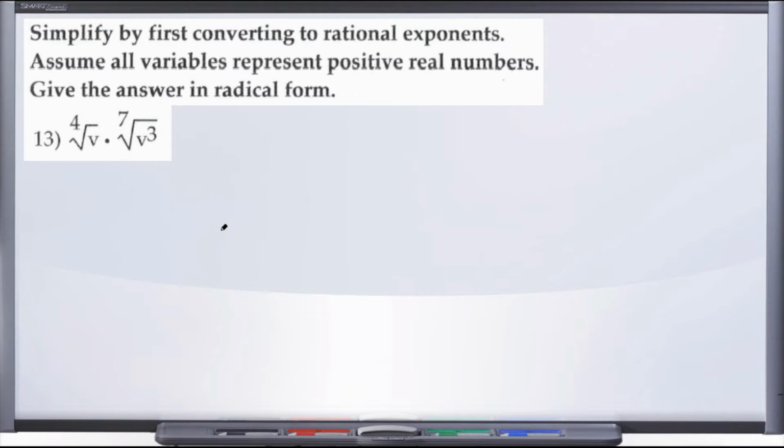All right, so here we are again. Simplify by first converting to rational exponents. Assume all variables represent positive real numbers and give the answer in radical form.